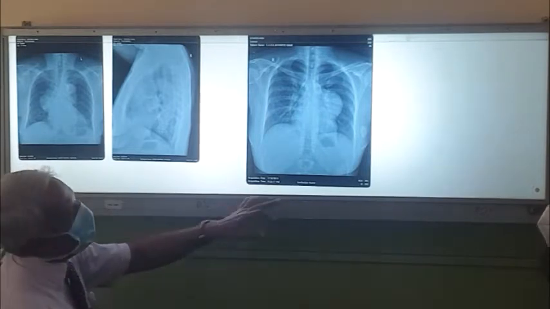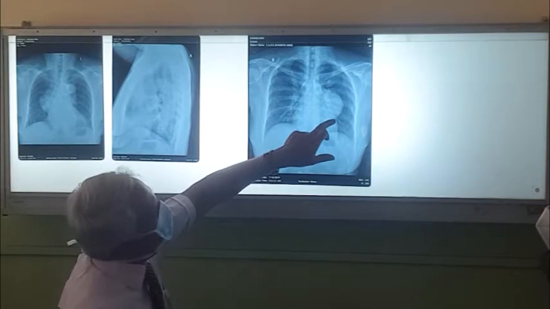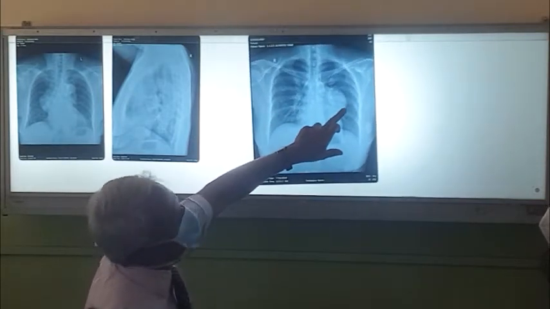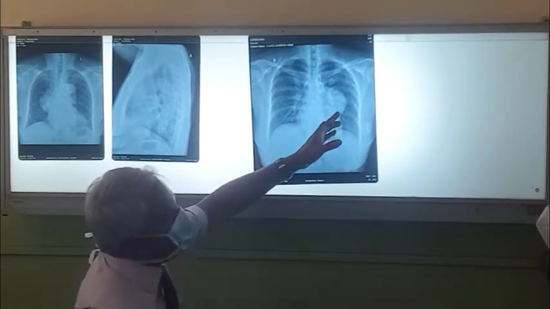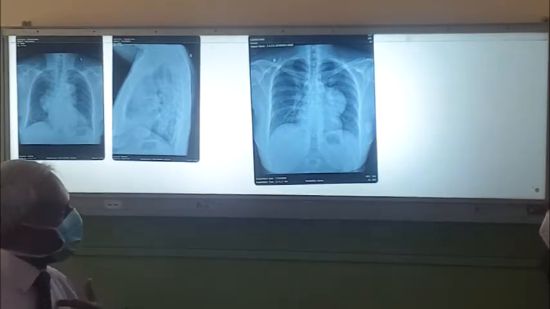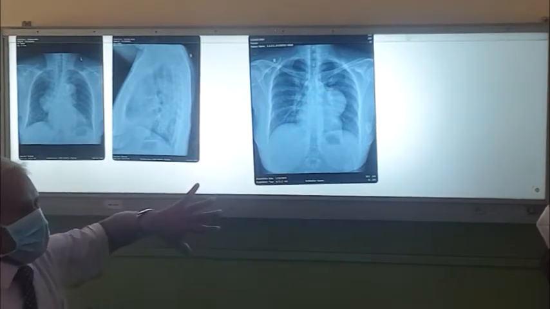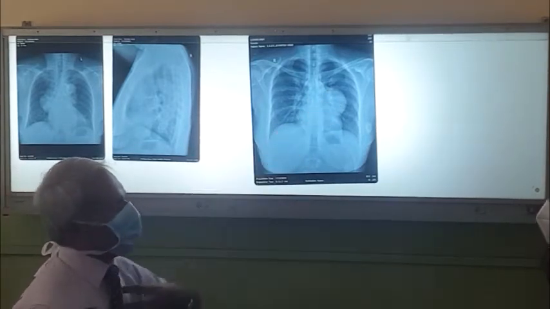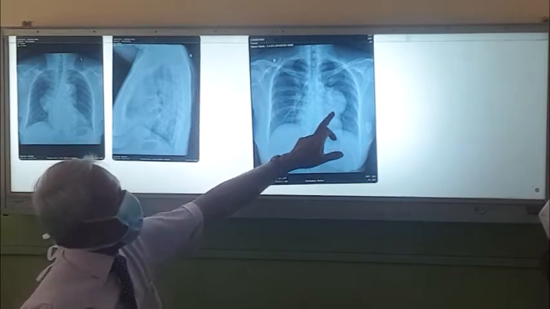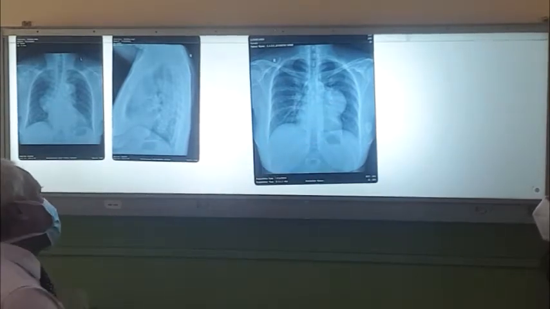Then look at the cardiac border. Up to this level you can see the left ventricle. Beyond that, all merging with the mass. So this mass is next to the left atrium, left ventricle, touching the left ventricle upper side. Right? So it is an anteriorly placed mass. So you can see the vessels. So vessels are behind the mass. Right? Okay.